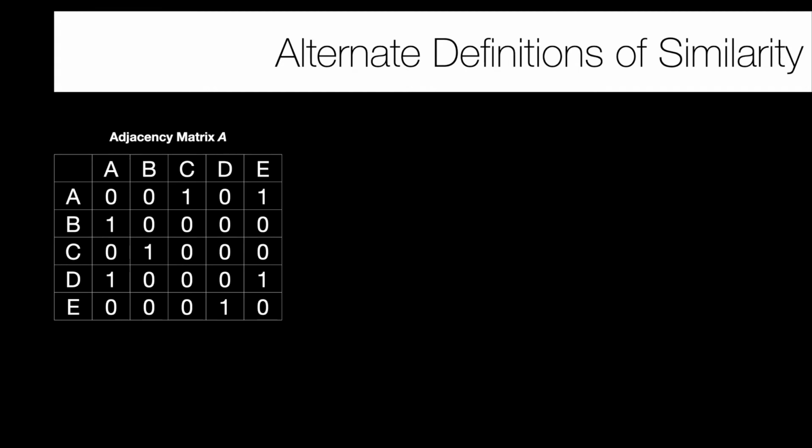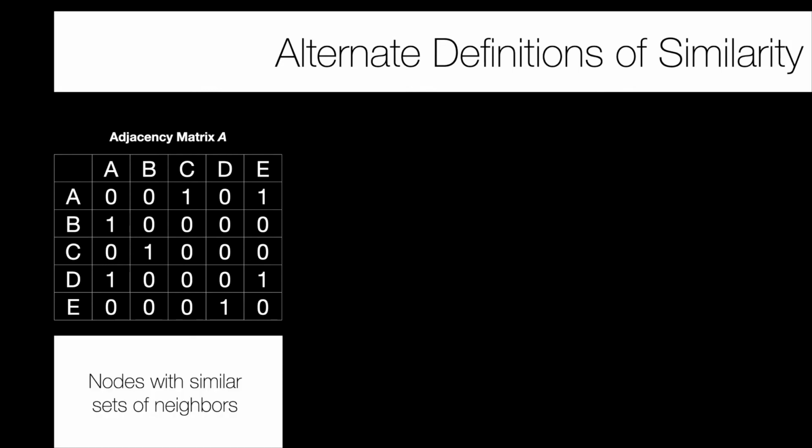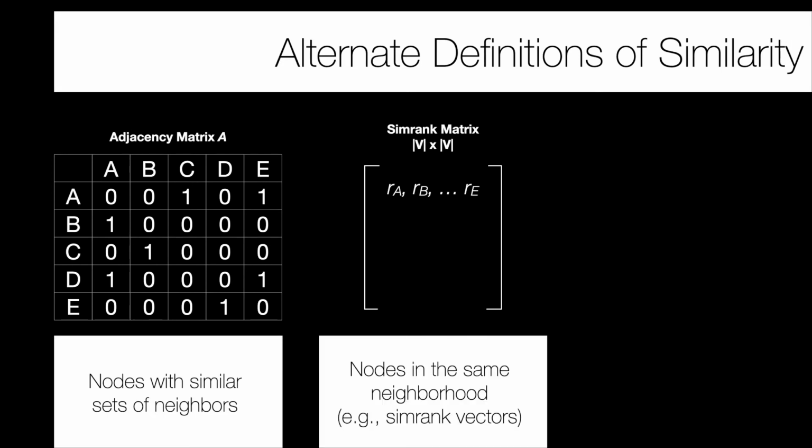So a couple of alternate definitions of similarity might be, we've already seen the adjacency matrix form that we've talked about throughout module 2 about graphs, where here you might ask, well, nodes are similar if they have similar sets of neighbors. So if you and I share a common neighbor, then we ought to be similar. That's one way you could define similarity. Another way is if we look at this SimRank matrix, where the columns of this matrix are the SimRank vectors that we've talked about in module 2, then you can look at the similarity between these vectors and say, well, nodes that have the same SimRank vector or very closely related SimRank vectors should be in the same neighborhood.